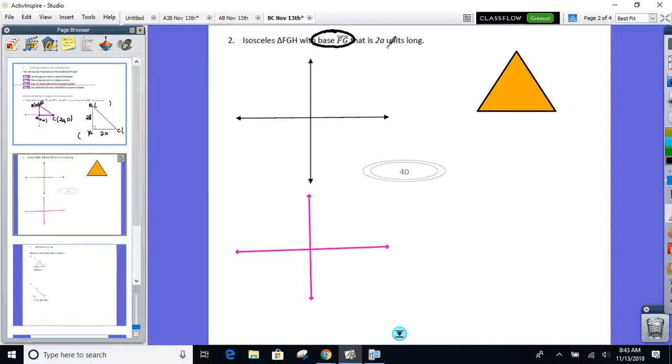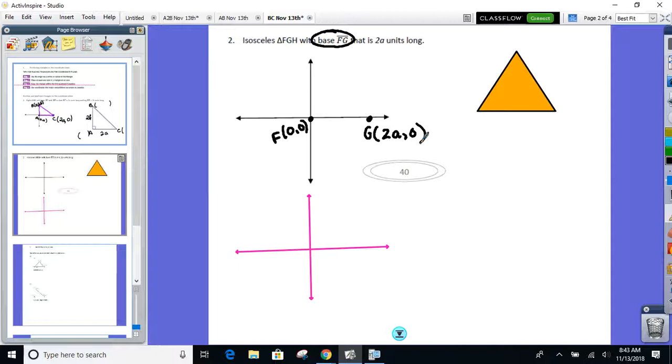So suggestions on where I should start by putting that base? On the x-axis, right? So I'll put F there. You could put G there as well. We'll call that (0, 0). And then what point should G be? It's got to be 2A units long. So 2A, comma, 0. Now we have a little work to do. Now we have to put H somewhere.